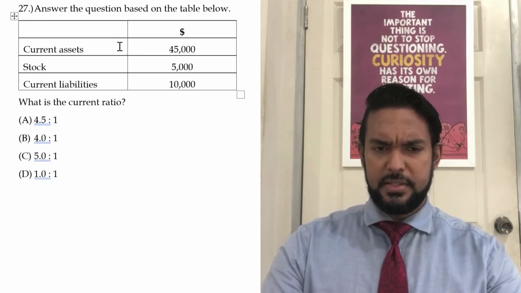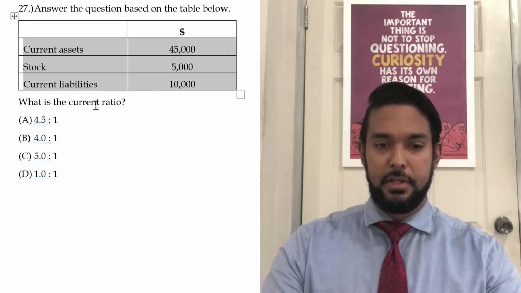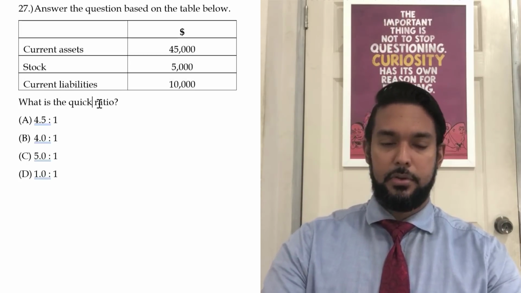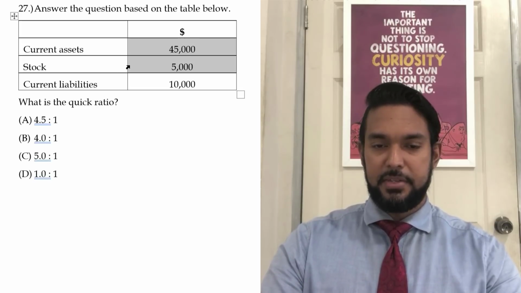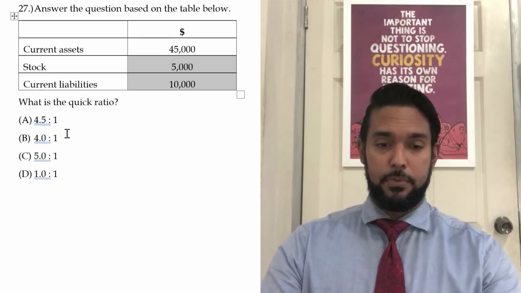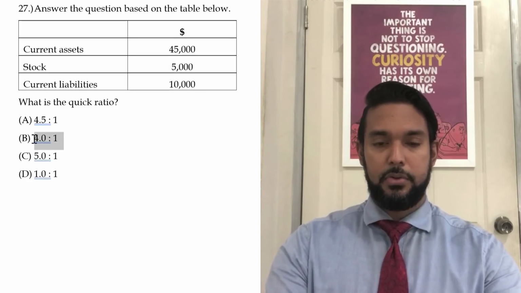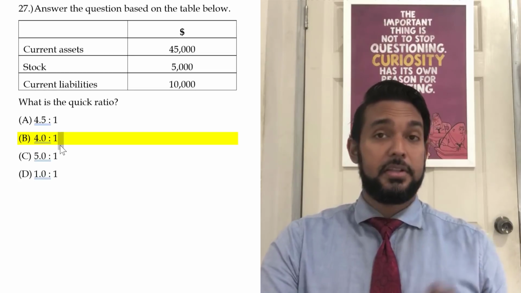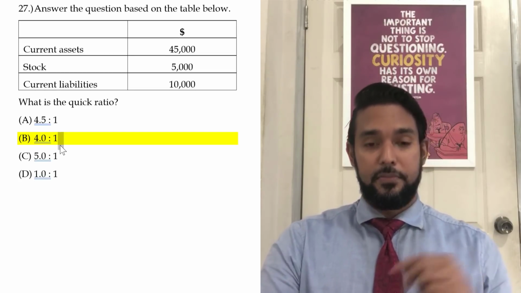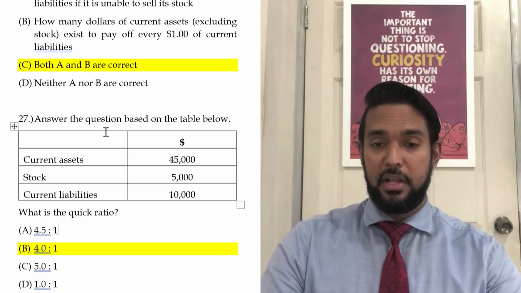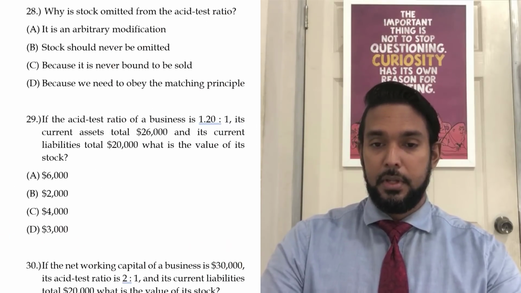So let's see, current assets, stock, and current liabilities. So to find the, oh no, this is not supposed to be current. This is supposed to be quick ratio. So 45 minus 5 is 40. 40 divided by 10 is 4. So the asset test or quick ratio in this case is 4 to 1. So $4 of current assets, excluding stock, are available to pay off every $1 of current liability. So you can pay off your current liabilities 4 times.